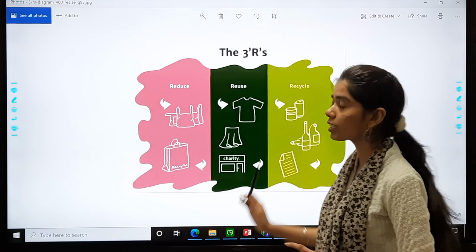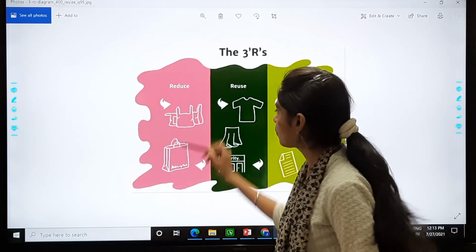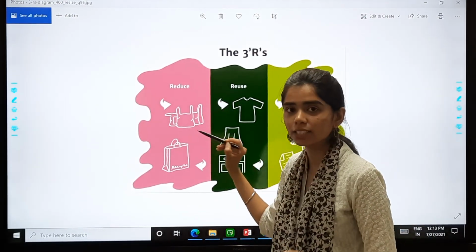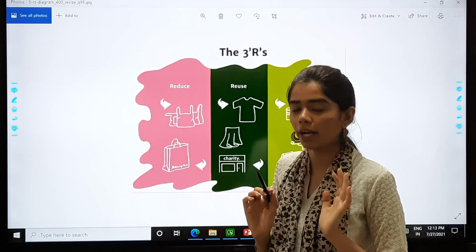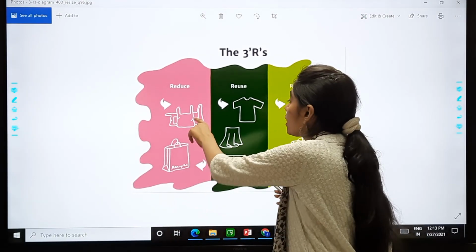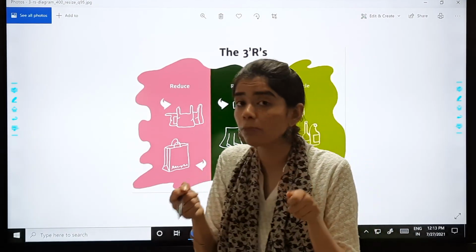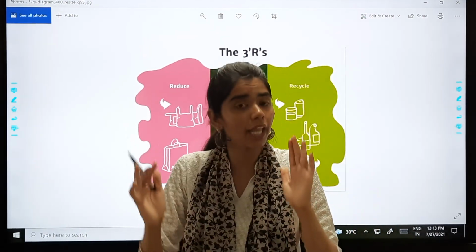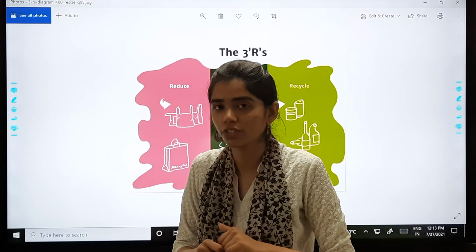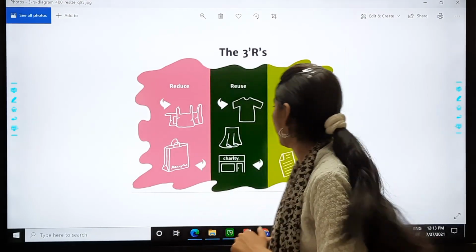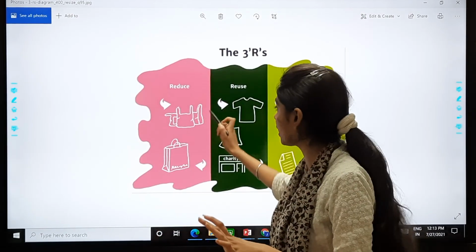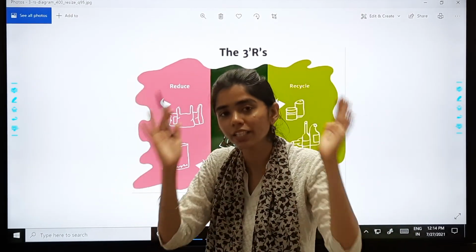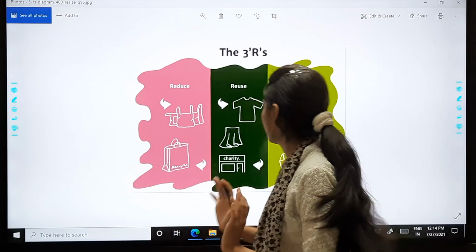You can see these are the examples given over here. There are many poly bags. Okay. And what they did? They made one poly bag out of it. So what we should do is कि हमें इतनी सारी poly bags की जगह सिर्फ एक बड़ी poly bag use करनी चाहिए. Okay. Then that is reduce. हमें wastage कम करना चाहिए. That is why they have said instead of using many things, just use one bag.